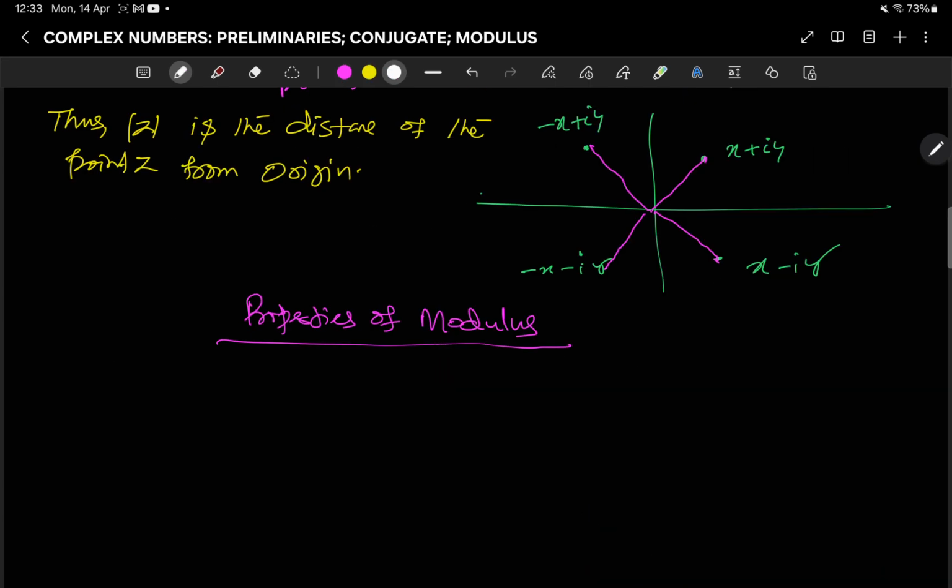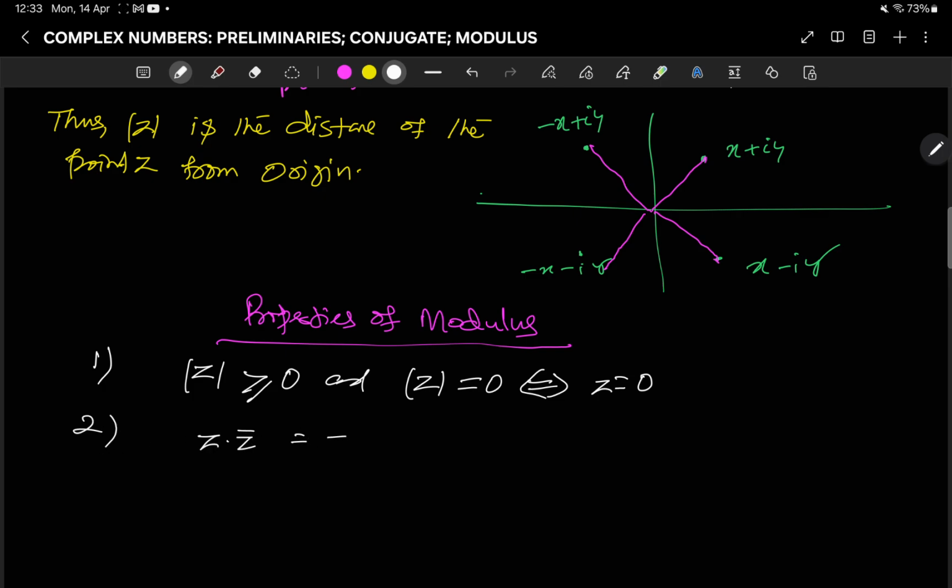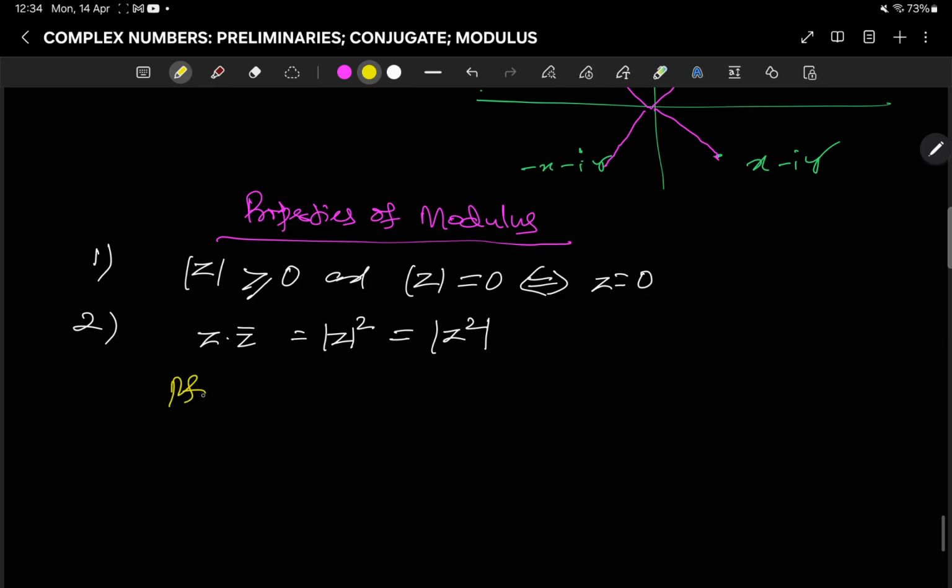Now coming to some standard properties of modulus, we can say z mod is always greater than or equal to 0, because it is the sense of the distance. And z mod is equal to 0, what does it mean? If and only if z is equal to 0, right? Coming to property number 2, z into z conjugate is z modulus square, okay? And this is also z square modulus. You can prove it. Suppose z into z conjugate is a plus ib into a minus ib. So this is equal to a square plus b square, right? Is it not your z modulus square?